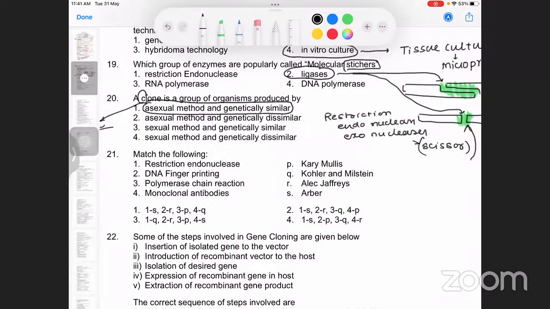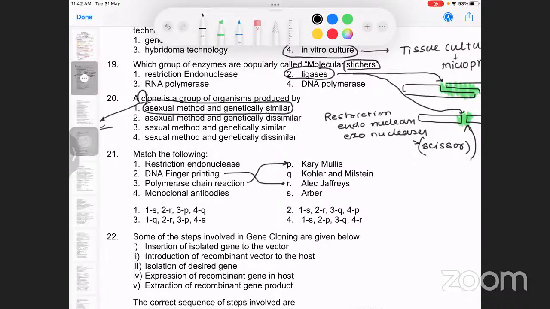So next we have names of scientists. Name the scientist who gave DNA fingerprinting. Okay, so DNA fingerprinting was given by Alec Jeffreys. Okay, the scientist who gave restriction endonuclease. PCR, polymerase chain reaction, was given by Kary Mullis.